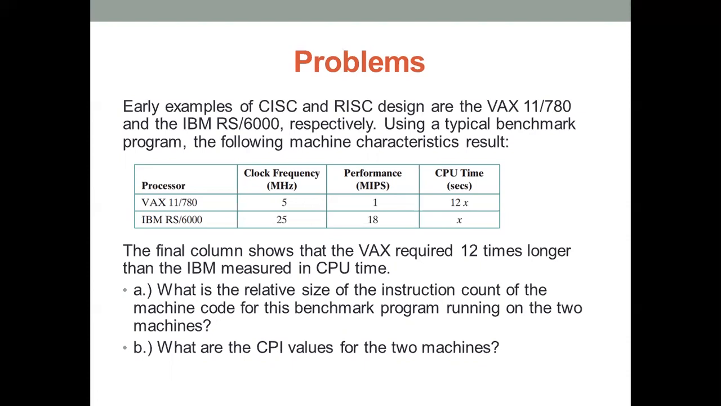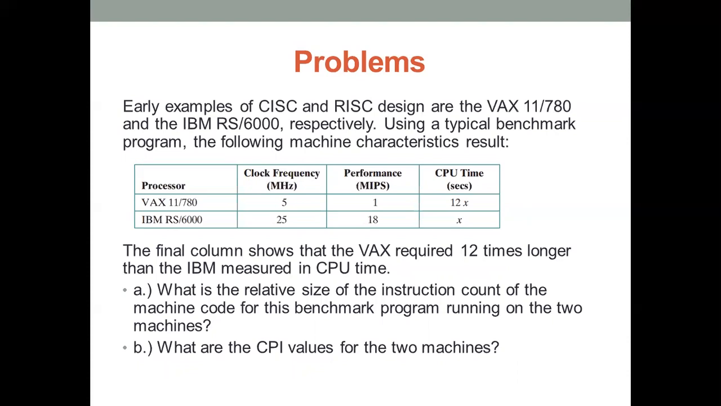So the next problem is, early examples of CISC and RISC design are the VAX 11/780 and the IBM RS/6000, respectively. Using a typical benchmark program, the following machine characteristics result. We got a table over here, and the final column shows that the VAX required 12 times longer than the IBM, measured in CPU time.